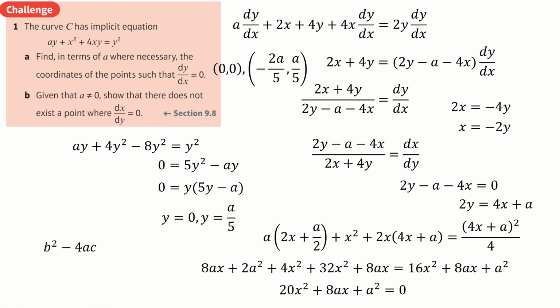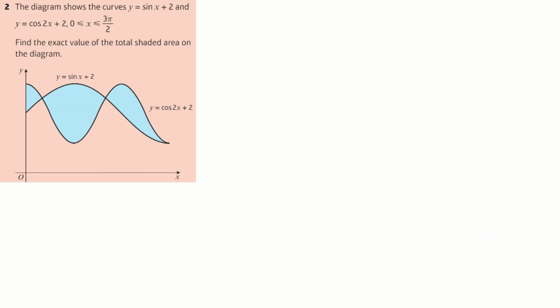When you do that, of course, this a refers to the number in front of x squared, not these a's, but we all know that. We get this when we do that, which is less than 0, except if a was 0, but a isn't 0. So that's always less than 0, so there are no solutions here. And so there are no points where dx by dy equals 0. And that is that done.